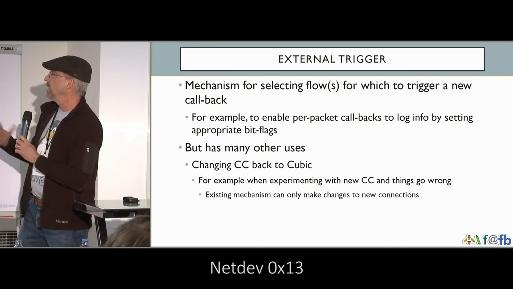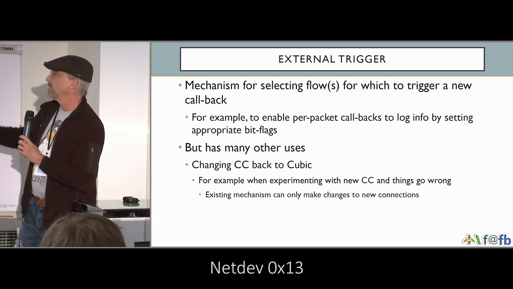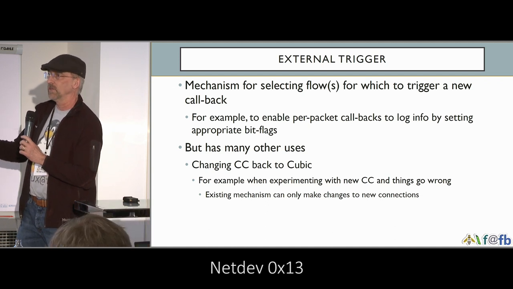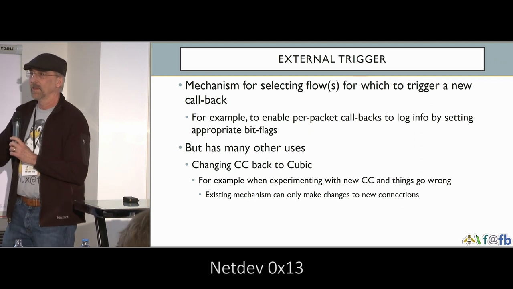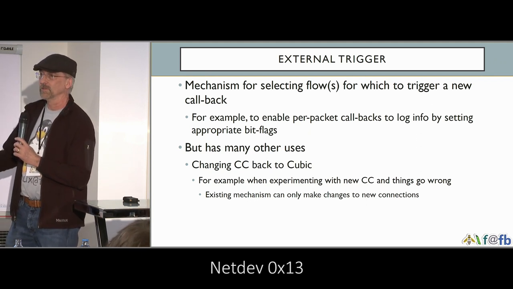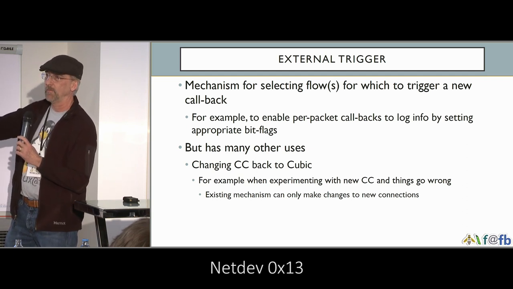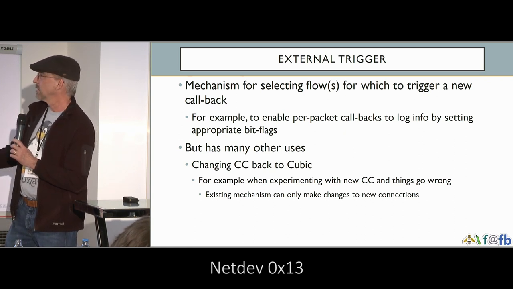So for example, for me, I tend to play a lot with congestion controls. And the mechanism we have right now in TCP BPF to set congestion control is when the connection is established. But if something goes wrong for the existing flows, we don't have a good way to go back. This way, we could trigger a callback into TCP BPF, and the TCP BPF program for this particular flow would say, OK, fall back into cubic, for example, because things are behaving very badly.